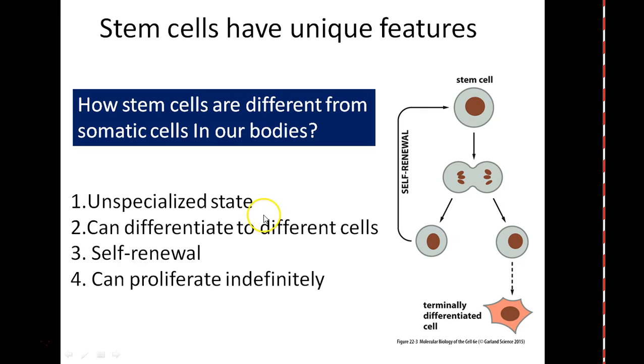So first of all, stem cells are different from somatic cells because they are unspecialized. And second, they can differentiate to different cells. They can self-renew. Our somatic cells don't have this ability for self-renewal. And a very important feature of stem cells, they can proliferate indefinitely, so forever. None of our somatic cells can do that. So they are pretty unique in their characteristics.